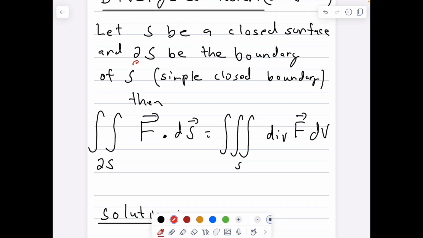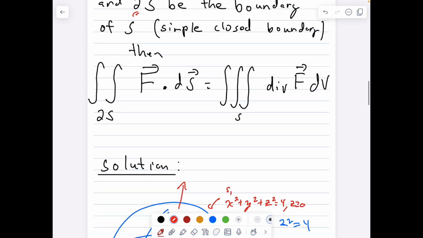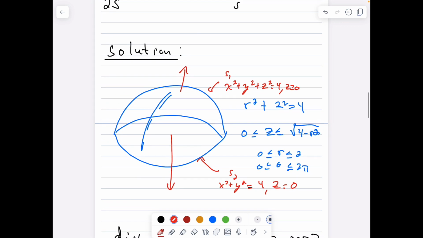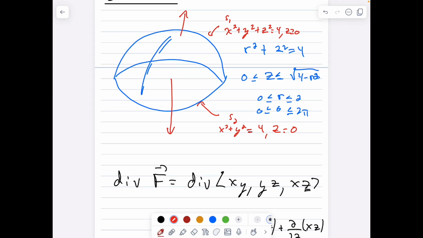If you take the surface integral over the boundary of S, for lack of a better word, of the vector field dotted with dS, it's equal to the triple integral over that region of the divergence of your vector field dV, okay? So essentially it comes down to taking that surface integral and integrating the divergence over the volume. Okay, so we're going to need this in a second for my picture.